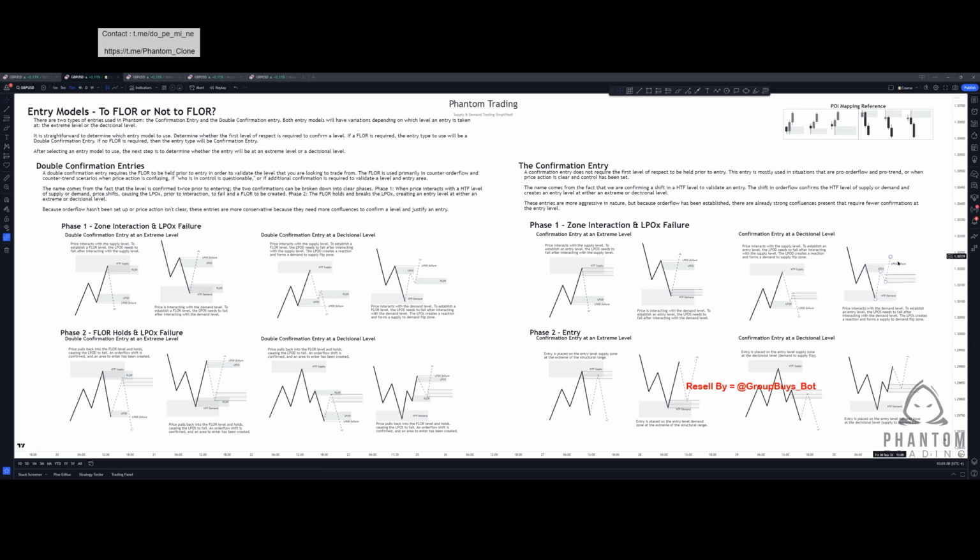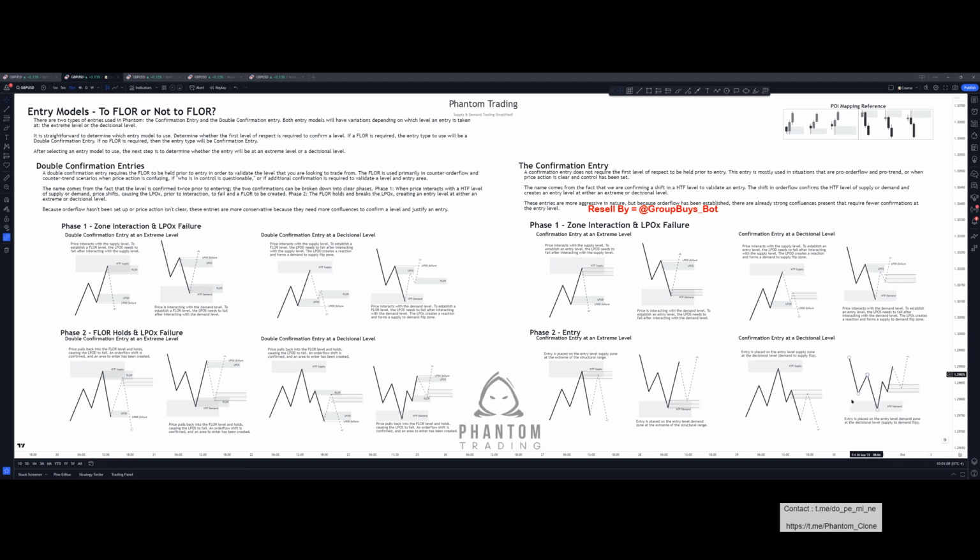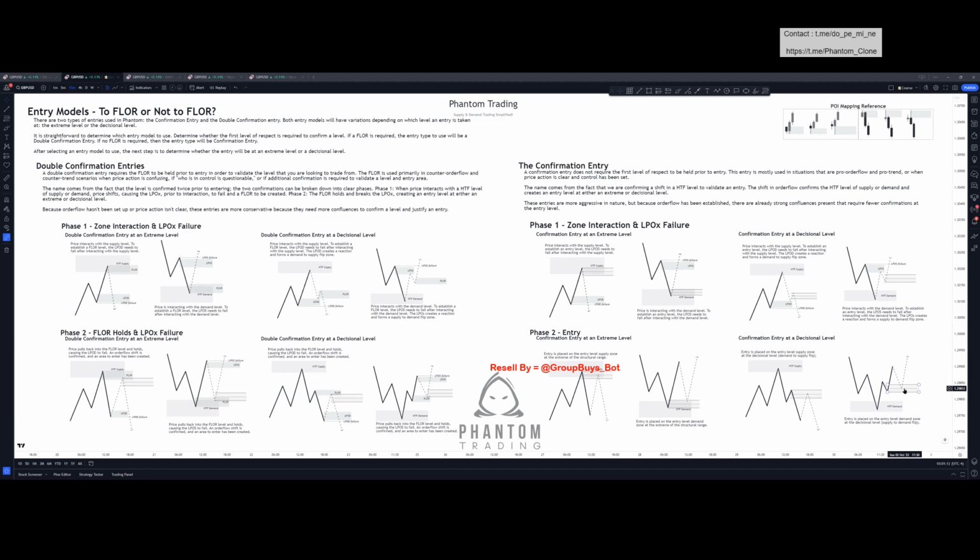The last point of supply has failed. We are anticipating that order flow has indeed shifted, and we can look to trade at this level of demand. Go to phase 2, the entry. Now that the last point of supply has failed, we have our tradable demand level, which is a supply to demand zone flip. We can place our entry on that level of demand and look to trade long.